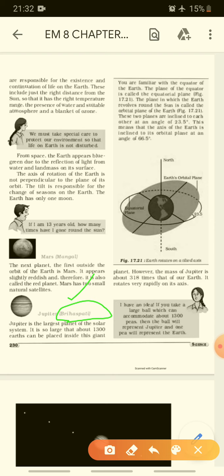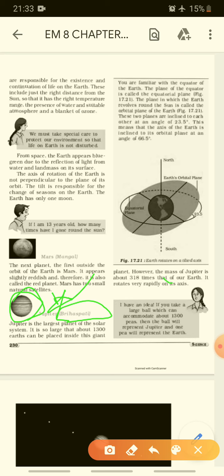Now it is the largest planet. Jupiter is the largest planet. It is so large that about 1300 Earths can be placed inside this giant planet. My God, can you imagine? Our Earth is so big and large. So imagine Jupiter. 1300 Earths can be placed inside this giant Jupiter. So if a question is asked which is the largest planet, the answer will be Jupiter.